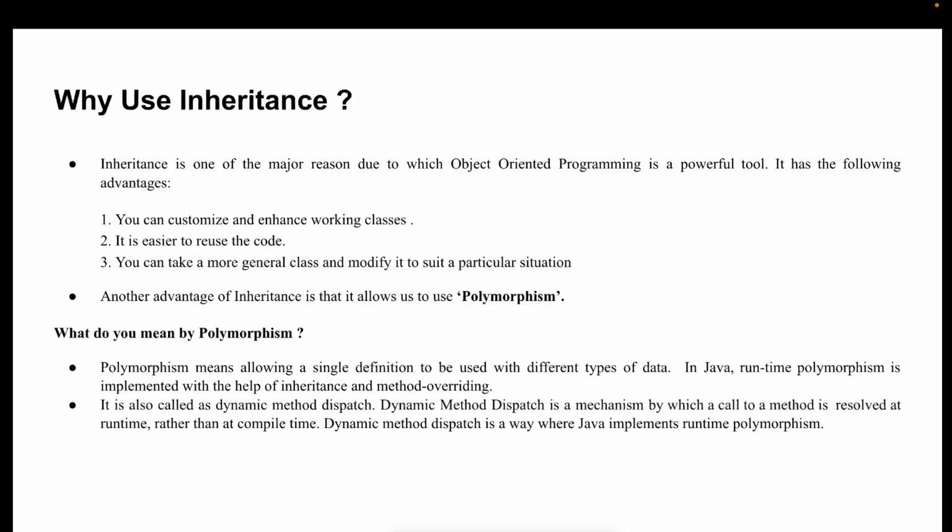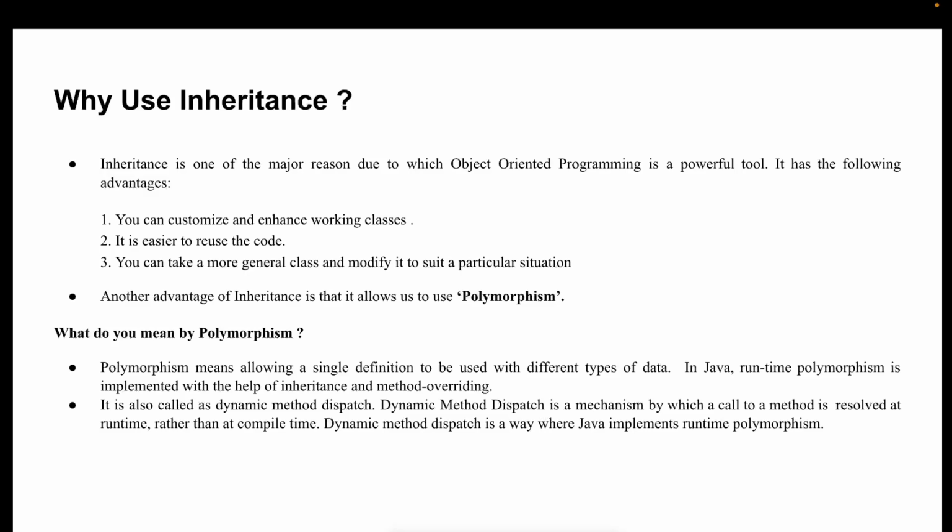So why do we basically use inheritance? Inheritance can be used to customize and enhance working classes. I already discussed this. Also, it is easier to reuse the code. The redundant or duplicate code that is common to most classes can be created in a single class, and then the child classes can reuse that code. So code reusability is there. And you can take a more general class and modify it to suit a particular situation. So you can do method overriding, or you can use the existing methods in the parent class as well. It depends upon the requirement. So this is it.